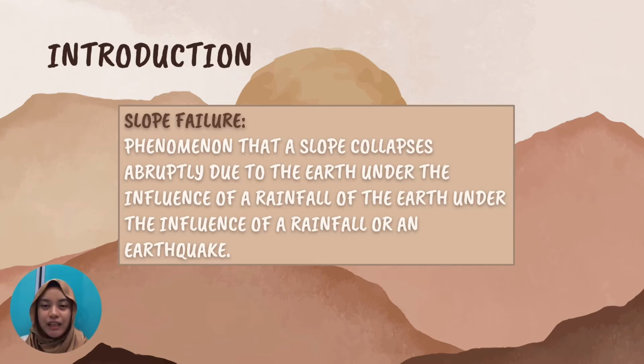First thing first, I will give an introduction about our topic, which is slope remedial technique in slope stability. Slope failure can be defined as a phenomenon where a slope collapses abruptly due to the earth being under the influence of rainfall or an earthquake. Many know that slope failure or landslide has caused the destruction of people's homes and lives. This is because of many factors of slope failure.